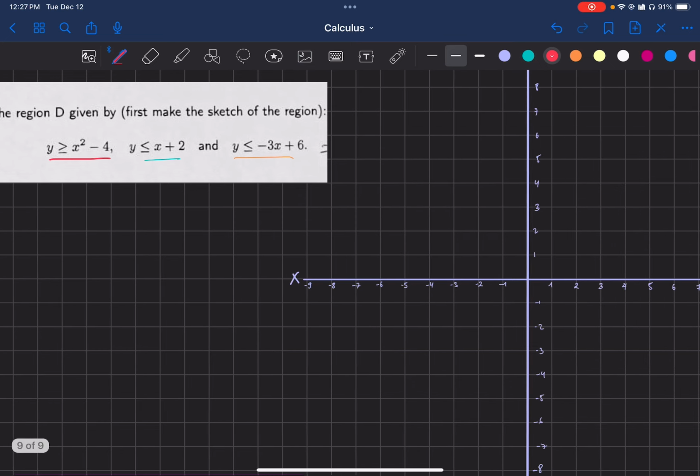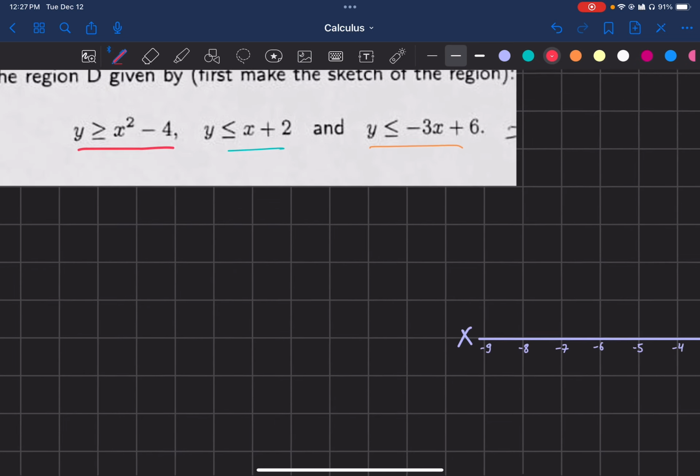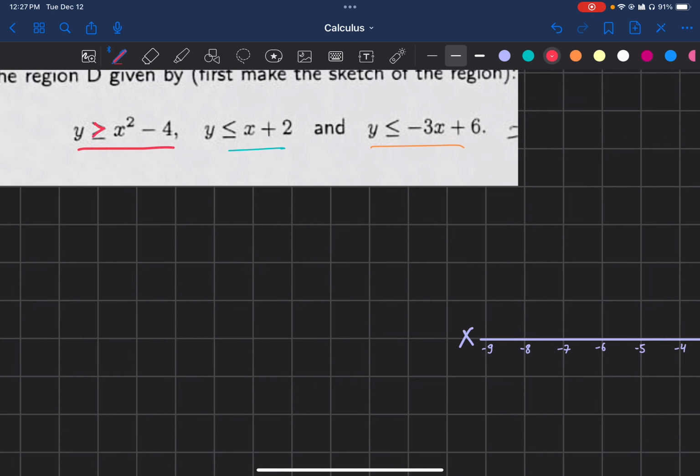So the first thing they're asking us to do is to make a sketch. So I'm going to start with this one. I'm going to graph this equation of y is greater than or equal to x squared minus 4. Because I have this x squared, my graph is going to look like a U-shape facing up, so it's going to be a quadratic equation.